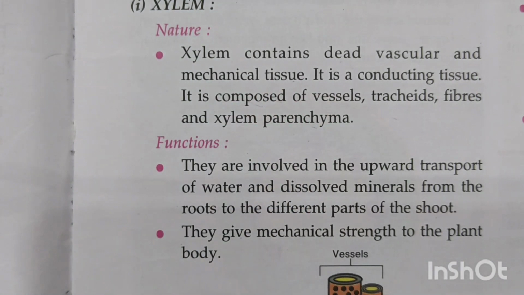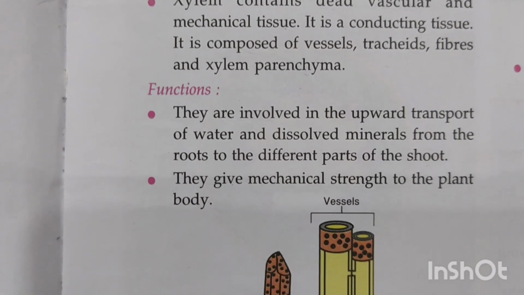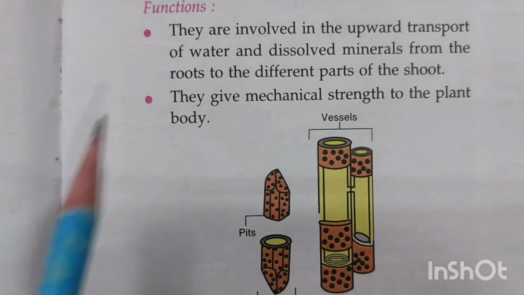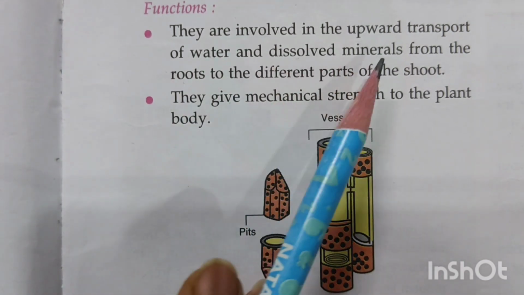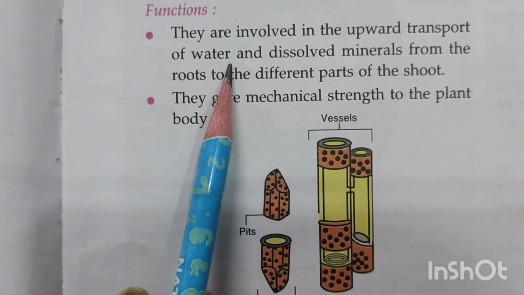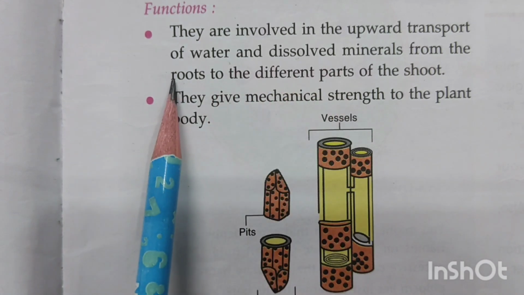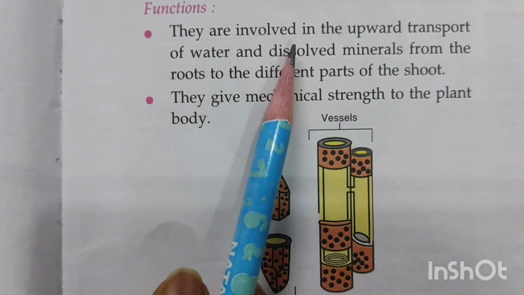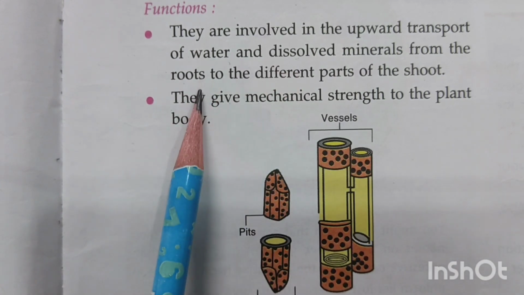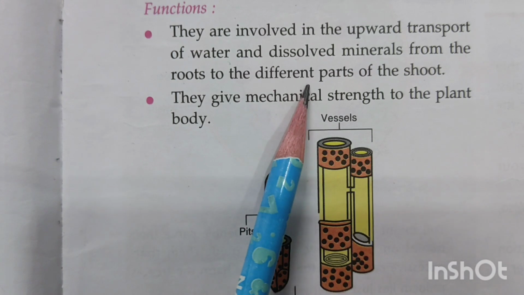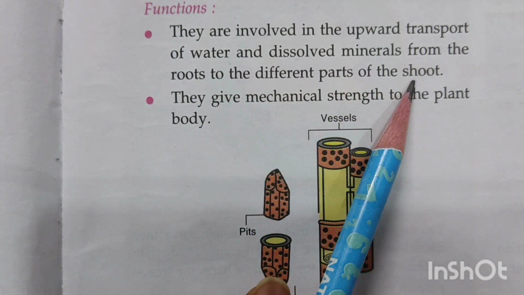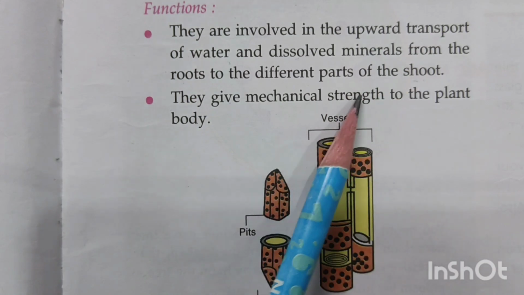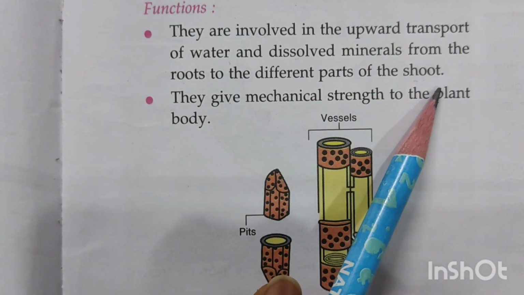What is the function of it? They are involved in the upward transport of water and dissolved minerals. Now the work of the xylem is to conduct the water and minerals that are absorbed from the soil through the roots. Roots help in absorbing these water and minerals, and they carry it to all the parts of the shoot. That means to every part of the shoot, including all the leaves, flower, fruit, etc.